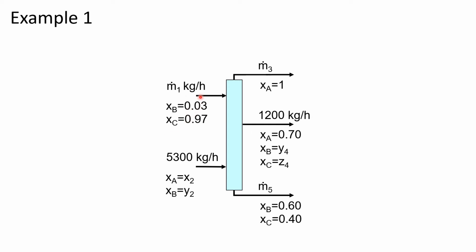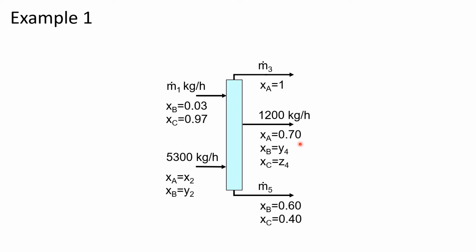If you look at the two feeds to this column, you'll see that we have three components: A, B, and C. All three of these components enter the column. If you look over here at the products that are produced, you see the top has been enriched in A. The stream coming out here is essentially pure A. And down here at the bottom, it's been enriched in B and C. And the intermediate stream here, the side stream, has an intermediate composition.